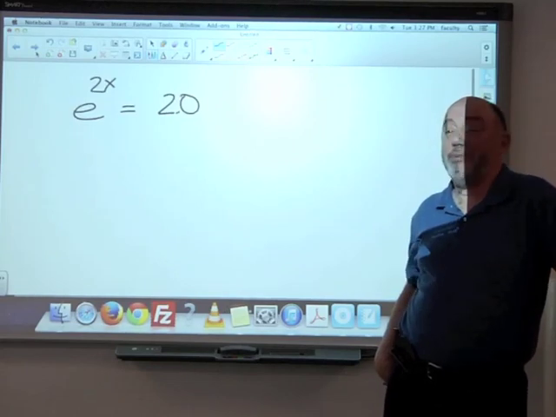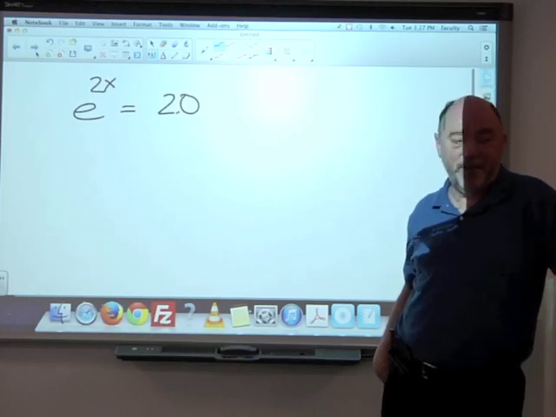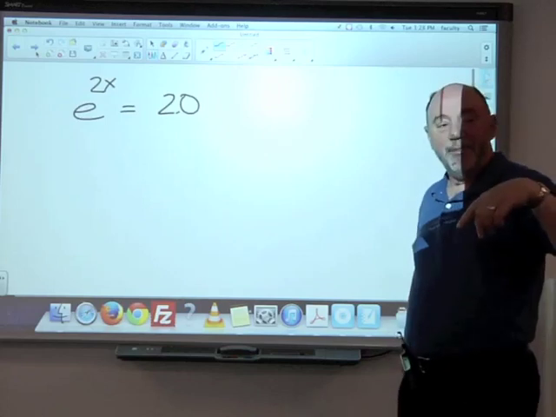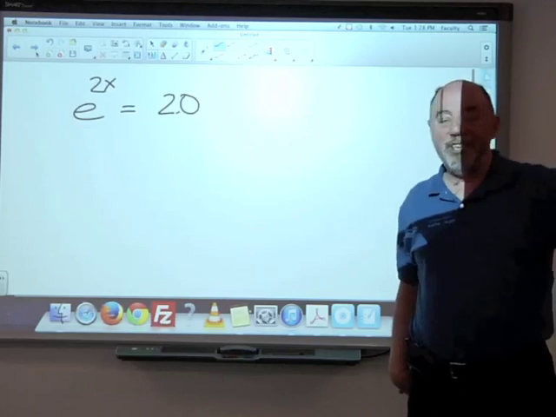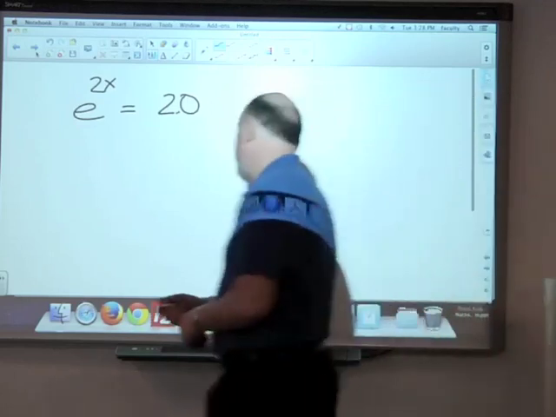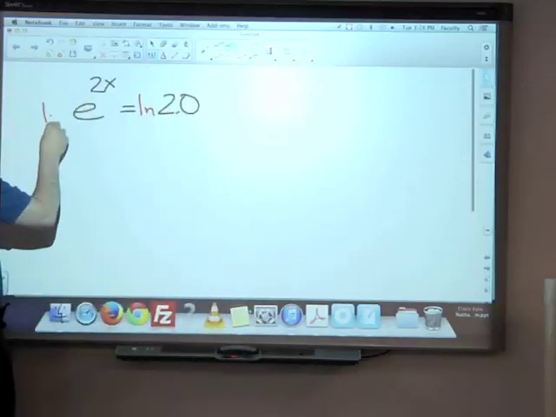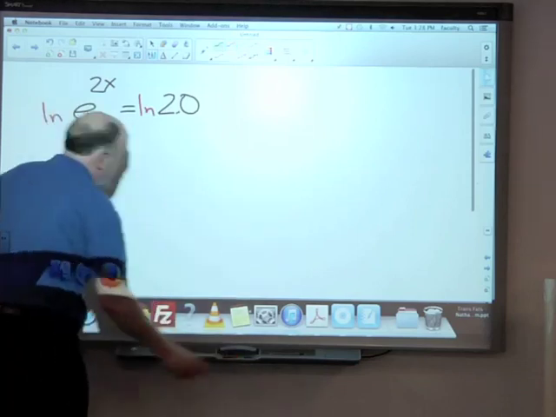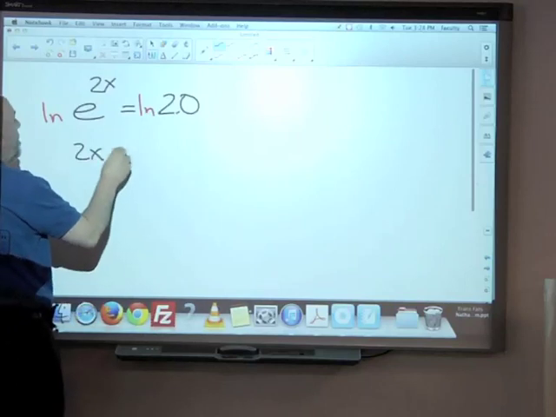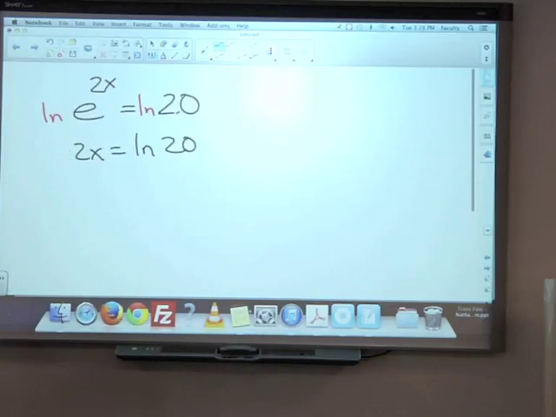e to the 2x equals 20. What's the opposite of e to the x? Natural log, ln. Whenever it's got e, you have to use natural log, and whenever it's got natural log, we have to use e. Those do pair up. So I would do the natural log of this and the natural log of this. Natural log and e go away, so we get 2x equals the natural log of 20. Last step is divide.